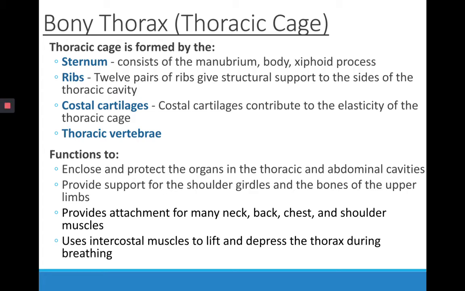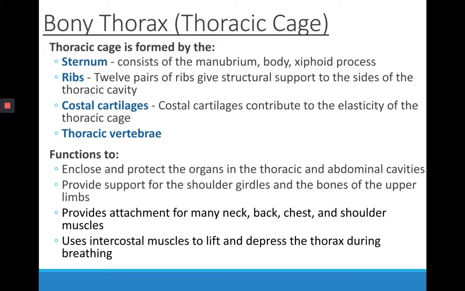Okay, on the last video, we went over the skull and we went over the spinal column. Now in this video, we're going to be looking at the bony thorax, or what you may have called the thoracic cage. The thoracic cage itself is made up of the sternum, the ribs, the costal cartilages, and the thoracic vertebrae. The thoracic vertebrae are going to be the most posterior, whereas the costal cartilages are going to be closer to the anterior, connecting the ribs to the sternum.